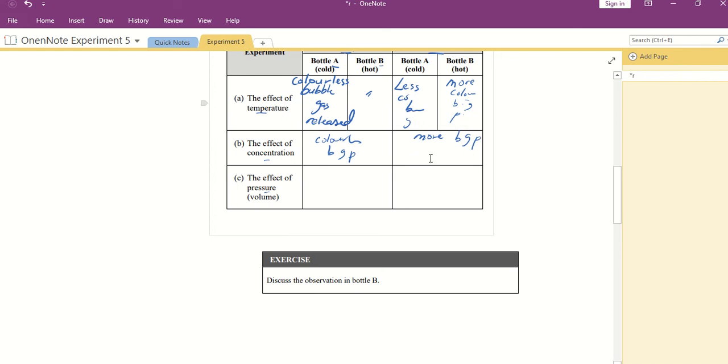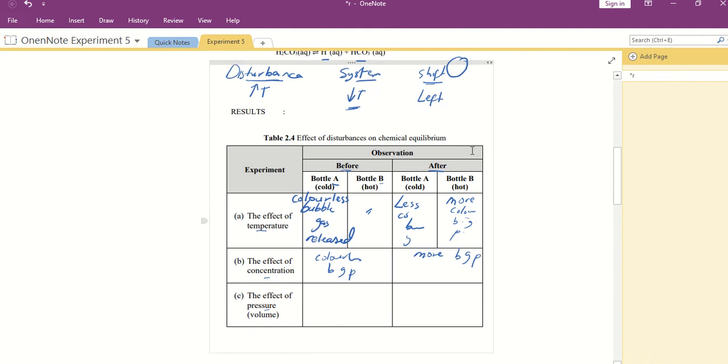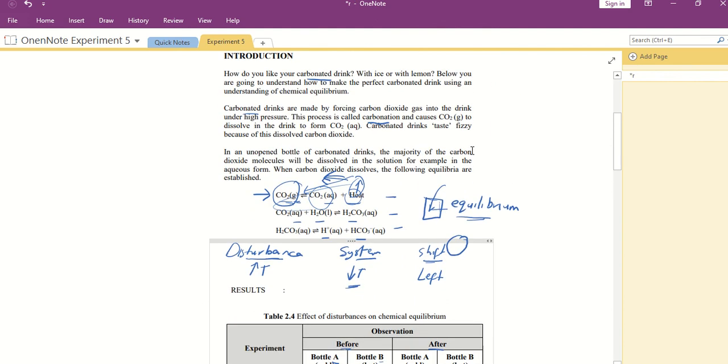The observation here, more bubble gas produced. So the things that produce fizzy taste has escaped the carbonated drink. So what's left is a flat taste. Okay, why? Why more bubble gas is produced? Okay, we can refer to this equation.